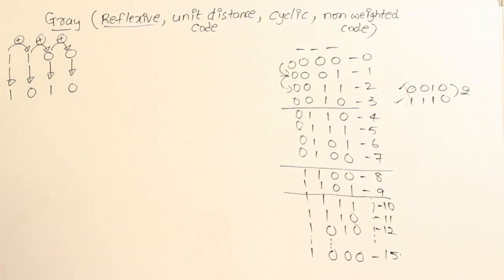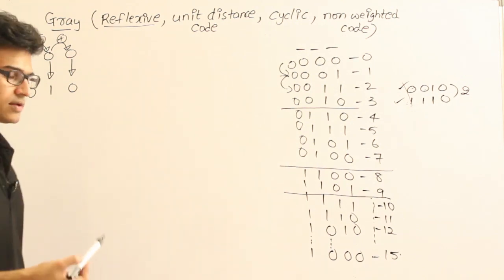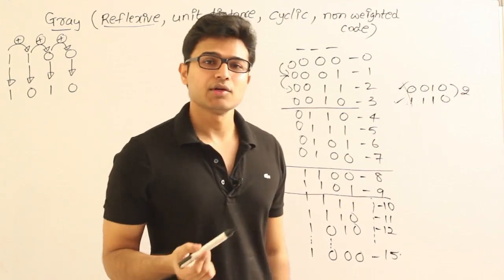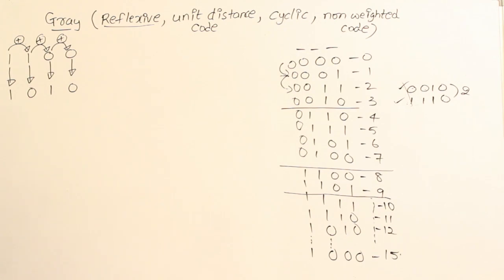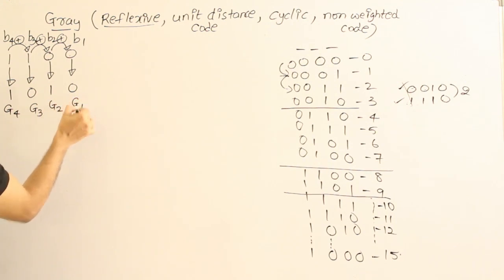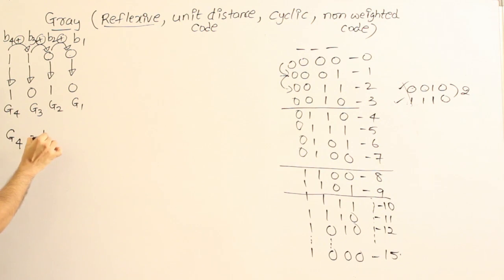So how did we get this? How to write it in terms of a formula, and how to design a circuit which will convert binary to gray code? Ultimately we want the numbers in binary. For that you have to know what gates you are supposed to use. Let's say the binary number is represented like this: B4, B3, B2, B1, and the gray code is G4, G3, G2, G1. How did we get this? It is simple. G4 is equal to B4.